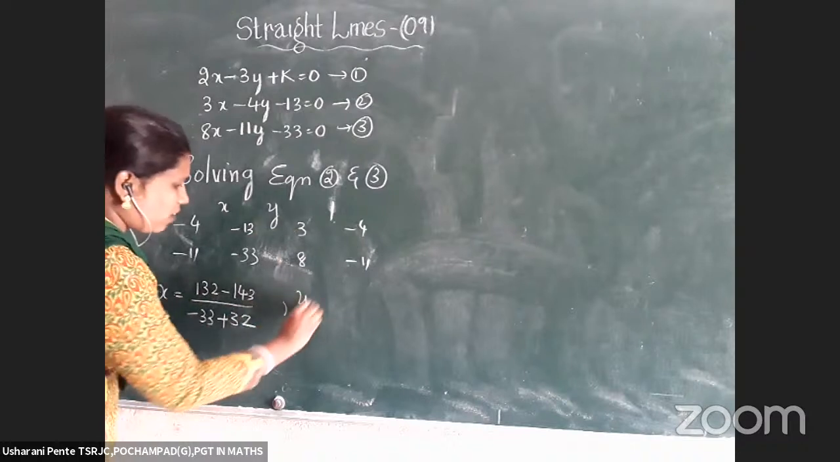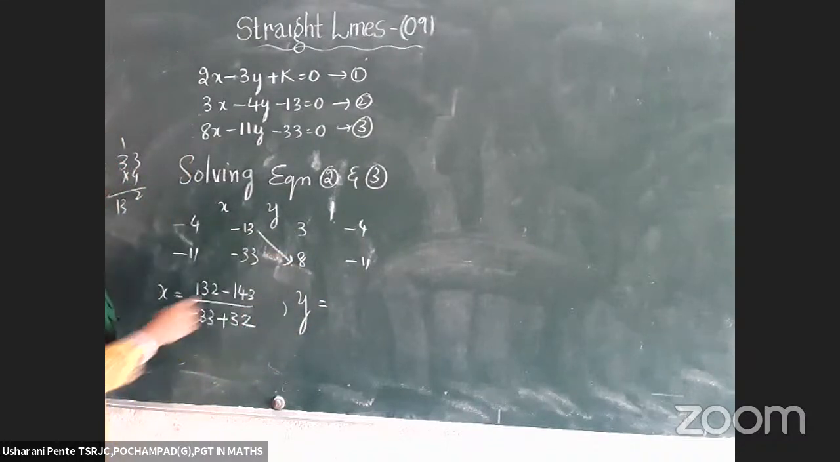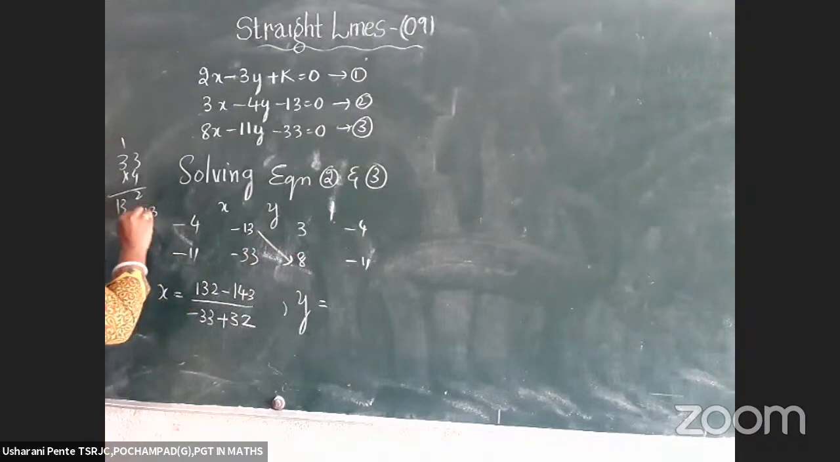Now y, how can we find y? This into this, that is minus 13 into 8, minus 13 into 8. How much will we get?